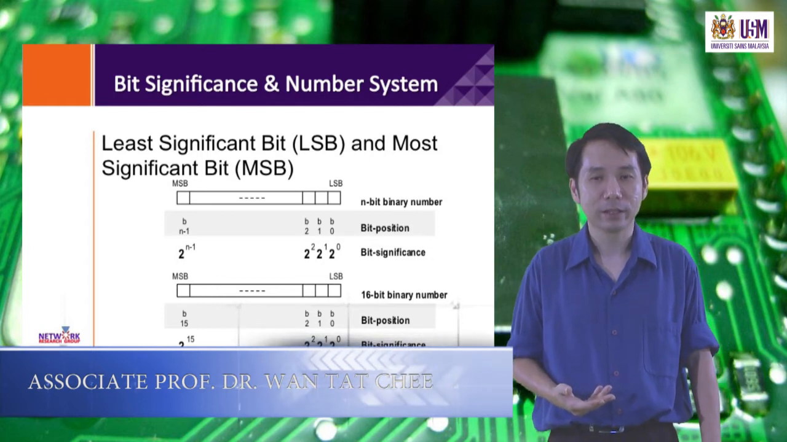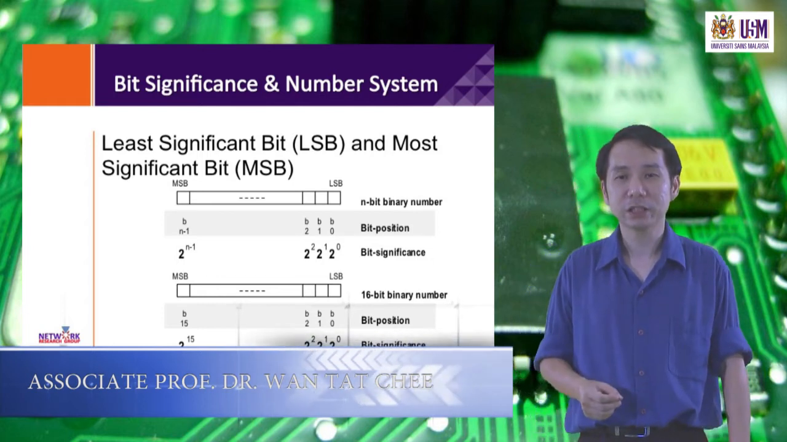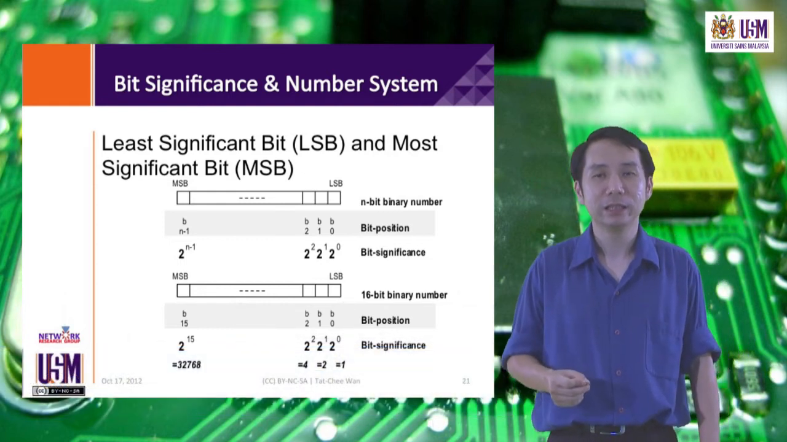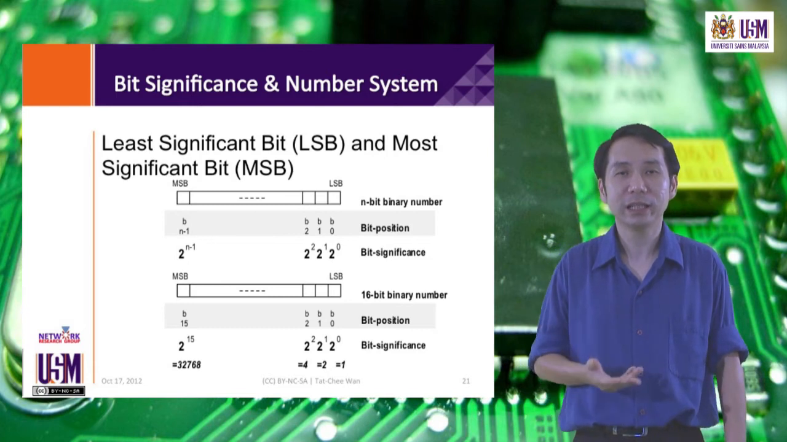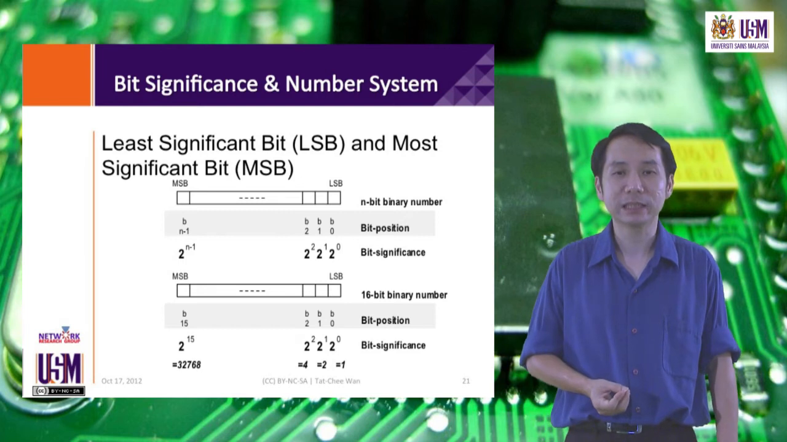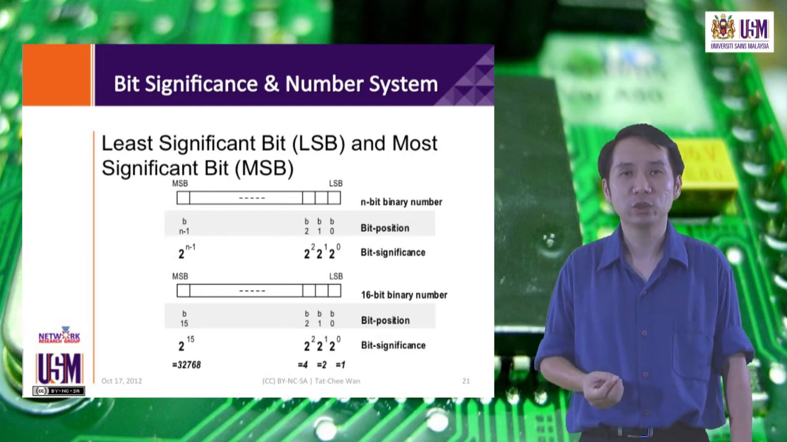Secondly, the bit position identifies which of the bits that we are interested in. It starts from bit 0 all the way to bit n minus 1. Typically, we will assign bit 0 to the least significant bit and bit n minus 1 to the most significant bit of a given number.